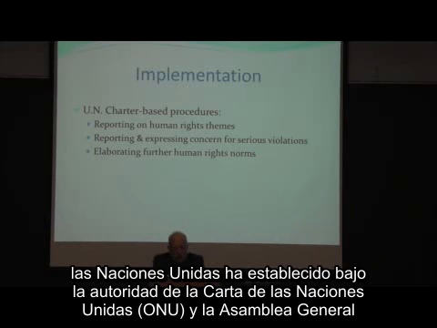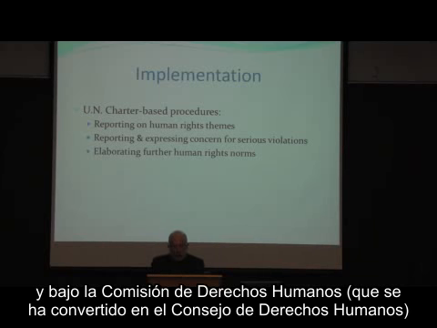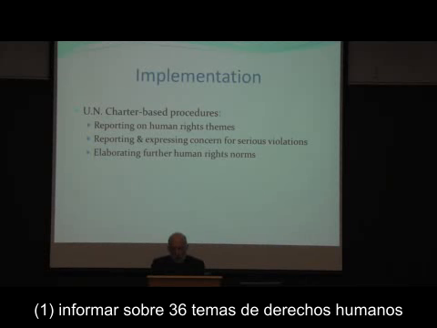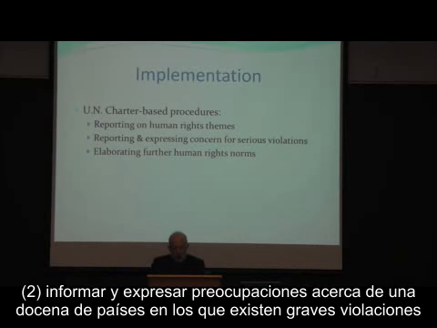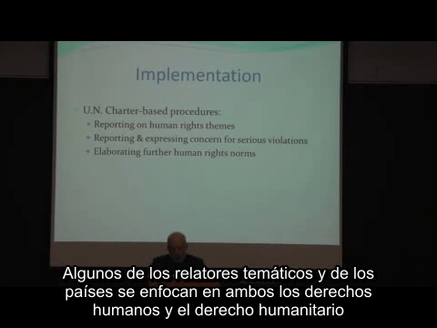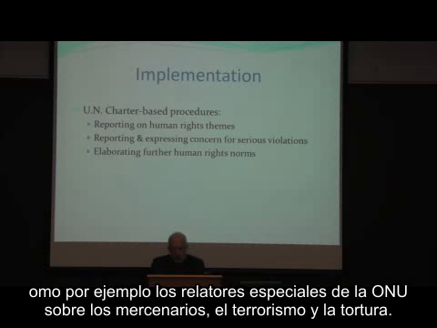the UN has established, under the authority of the UN Charter and the General Assembly, as well as under the Commission on Human Rights, which has recently been replaced by the Human Rights Council, a number of charter-based procedures. For 1, reporting on 36 human rights themes; 2, reporting and expressing concerns about a dozen or more specific countries where there are serious human rights violations; elaborating further on human rights norms; and a few of the thematic and country rapporteurs focus on both human rights and humanitarian law, such as the UN Special Rapporteurs on arbitrary killings, mercenaries, terrorism, and torture.